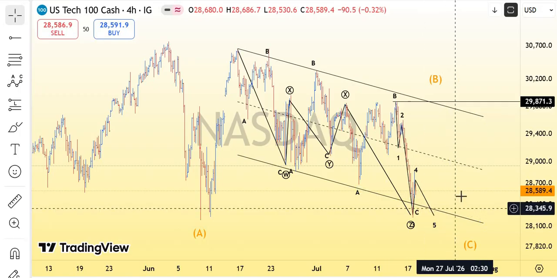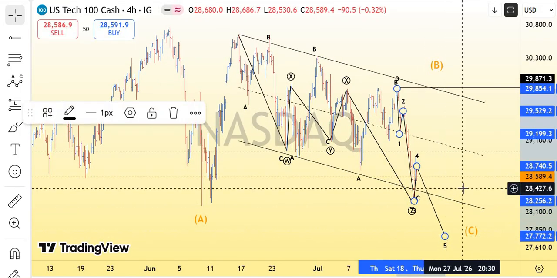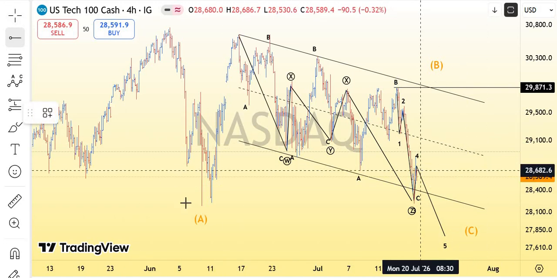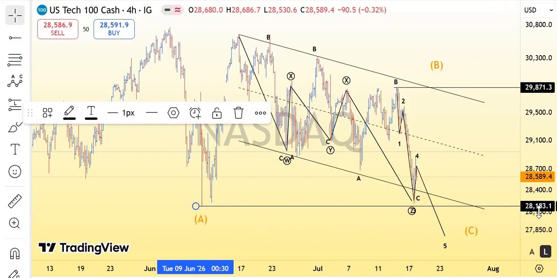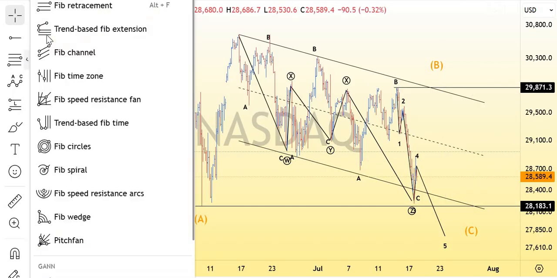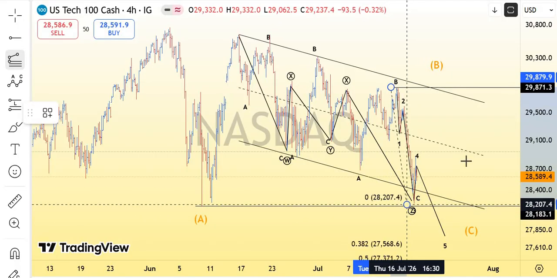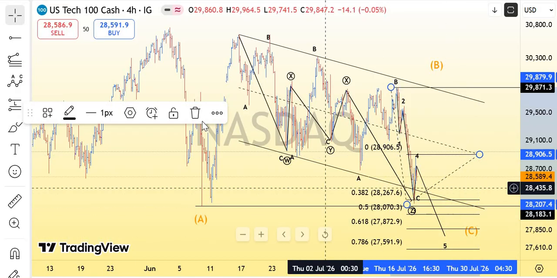If the wave 5 is extended to the downside, then you can take the trade to the downside when fourth is over, minimum till here. So the downside risk reward is not that too good. It may go here also. I'll just check till where it can go. If it is over here, yeah, same.